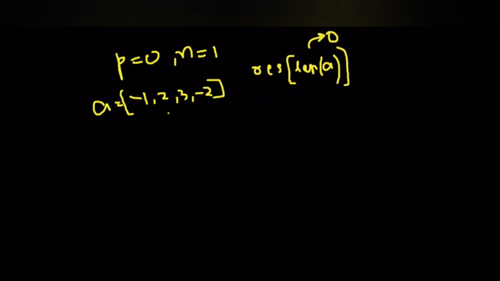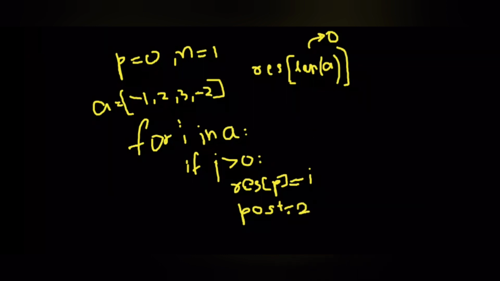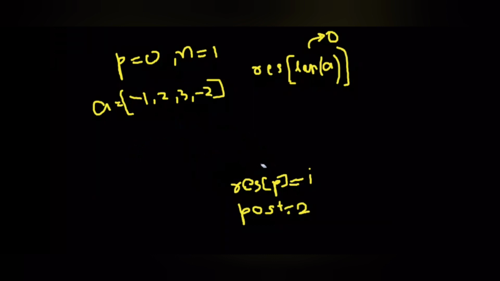So we'll take a loop. Let's say for i in nums, if this particular integer is greater than 0, the result of the positive index will be equal to i, and we'll increment the positive index by 2. Let's see why I took this approach.